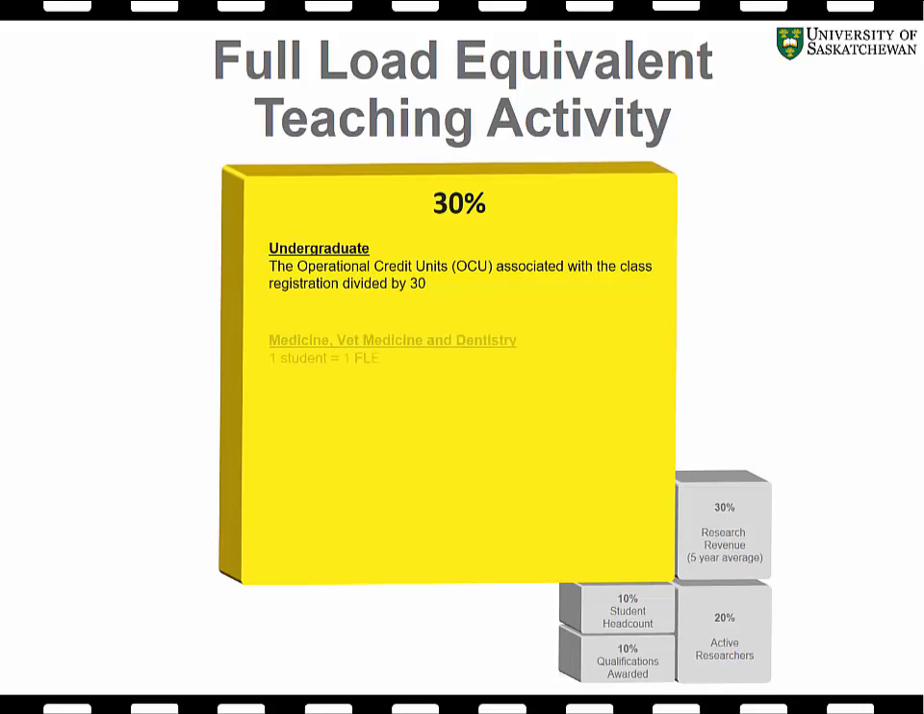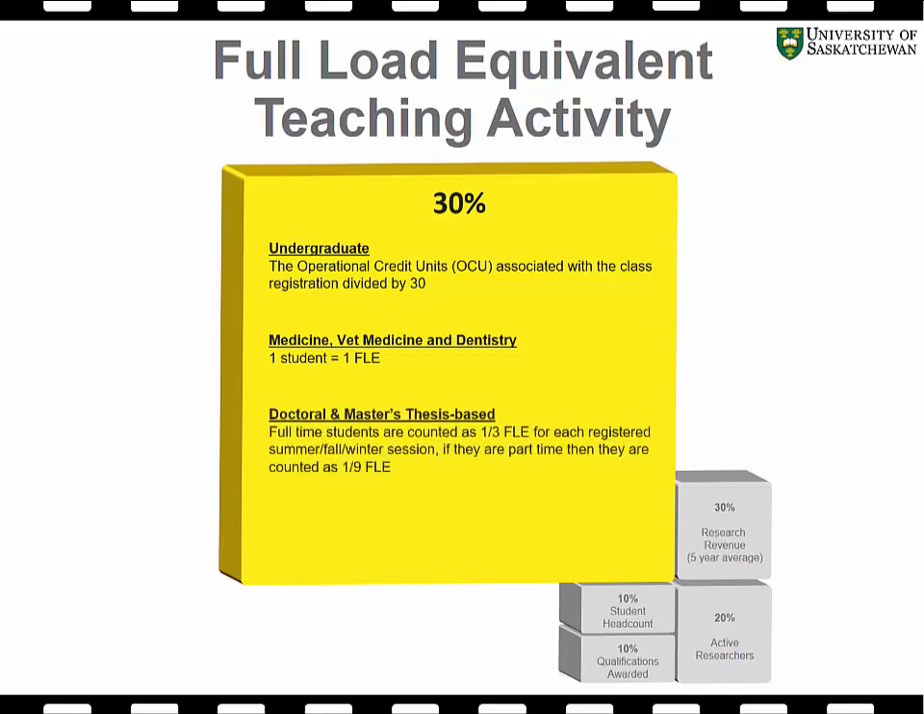For medicine, vet medicine, and dentistry students, one student equals one full load equivalent. Doctoral and master's thesis-based students are counted as 1/3 of an FLE for each registered summer, fall, or winter session. If the student is part-time, then they are counted as 1/9 of an FLE. With master's non-thesis students, we take the operational credit units and divide by 15.